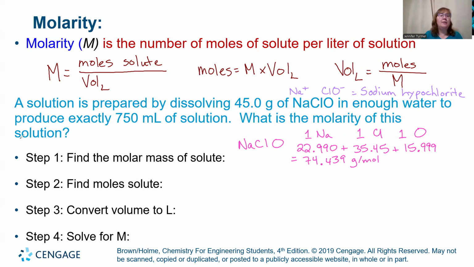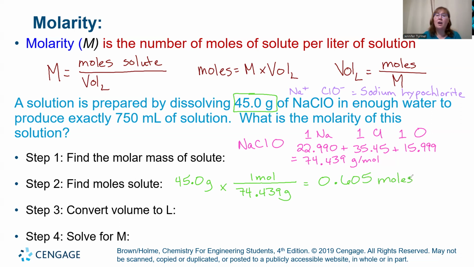Now, step 2 says to find the moles of solute. I'm going to start by using this mass right here, 45.0 grams. When we go from grams to moles, we put our molar mass kind of upside down. So we have 74.439 grams per 1 mole. We find that by dividing 45 by 74.439, which gives us 0.605 moles of our solute, which is NaClO.